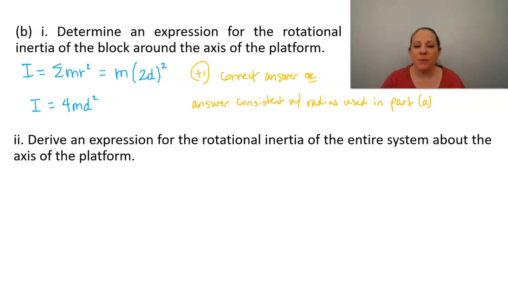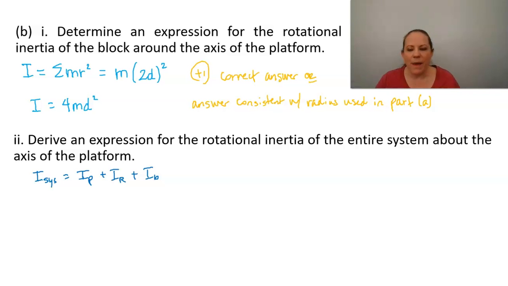Part 2, derive an expression for the rotational inertia of the entire system about the axis of the platform. Fun, fun. So for this one, the rotational inertia of the system is going to be equal to the rotational inertia of the platform plus the rotational inertia of the rod plus the rotational inertia of the block.